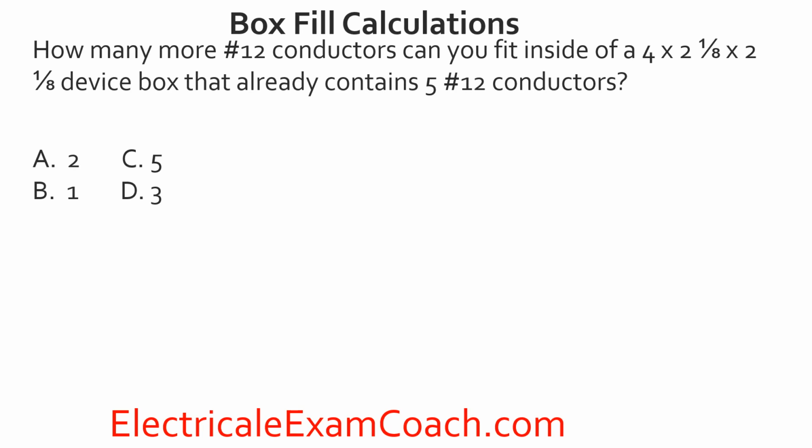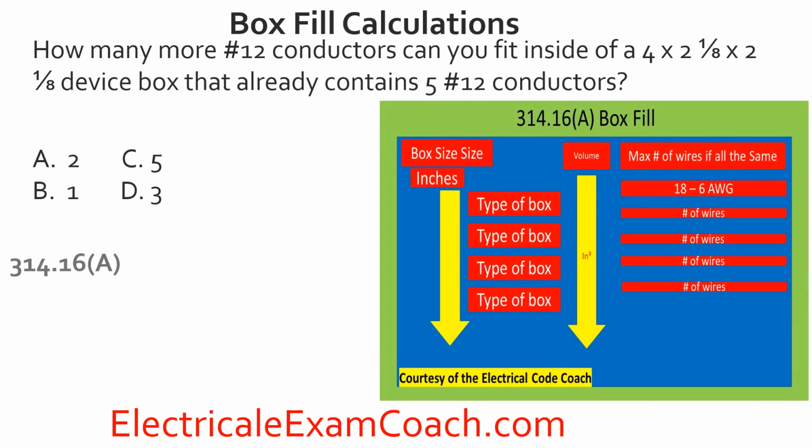How many more number 12 conductors can you fit inside of a 4 by 2 1/8 by 2 1/8 device box that already contains 5 number 12 conductors? For this one, we're going to head back to our table 314.16(A). First, let's find out how many wires it can hold originally. It can hold 6. We already have 5, so we take 6 minus 5 equals 1, and we can put 1 more conductor inside of this box.